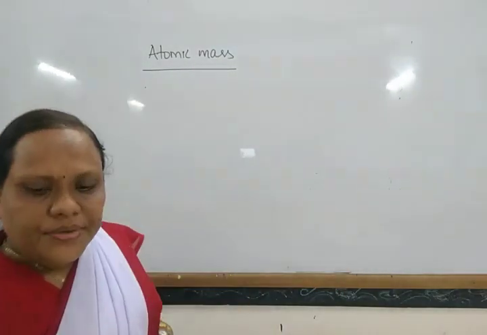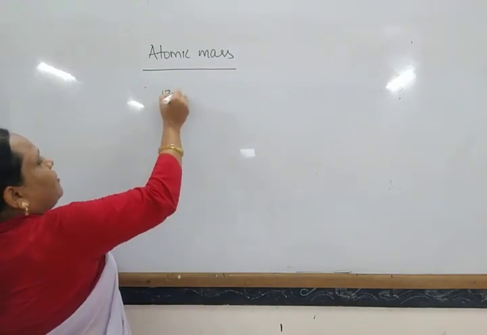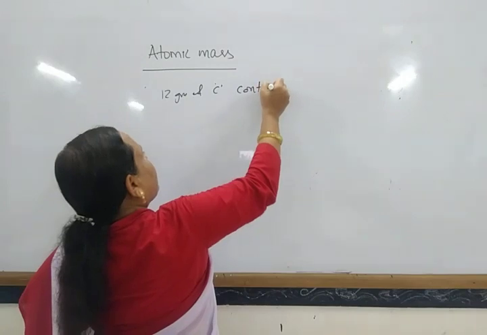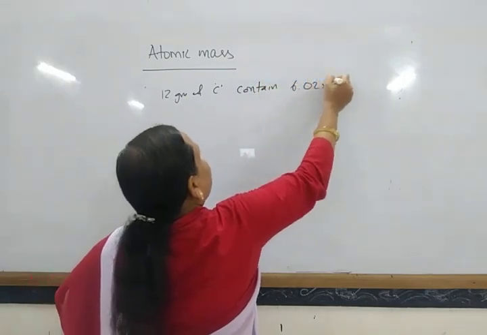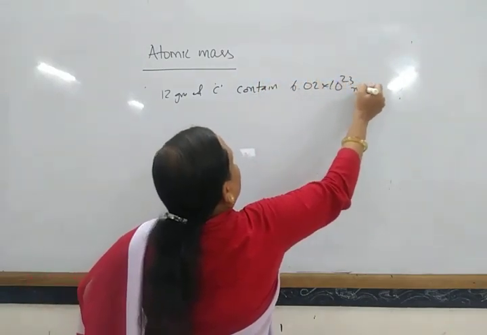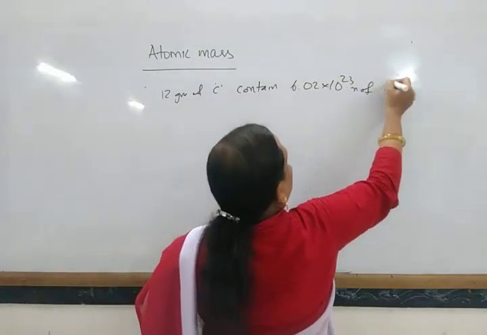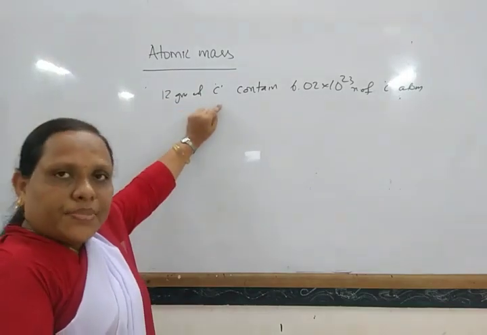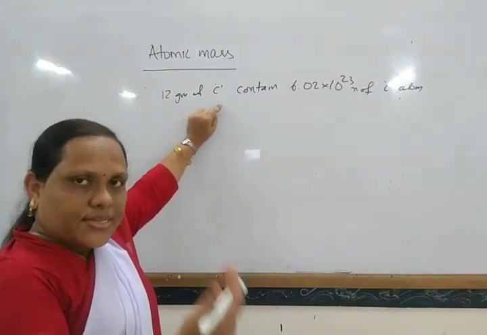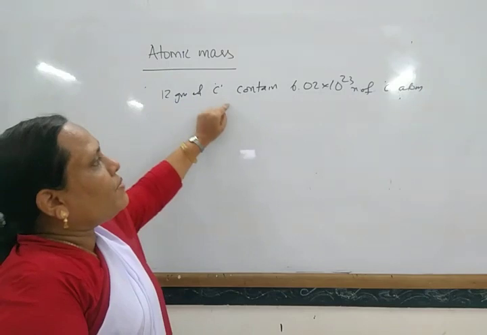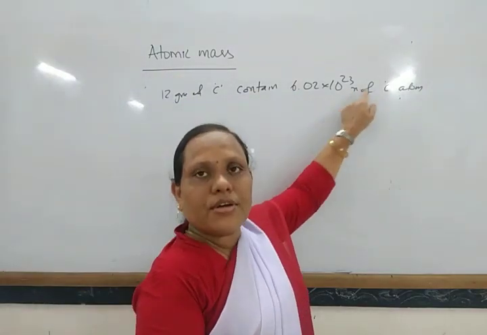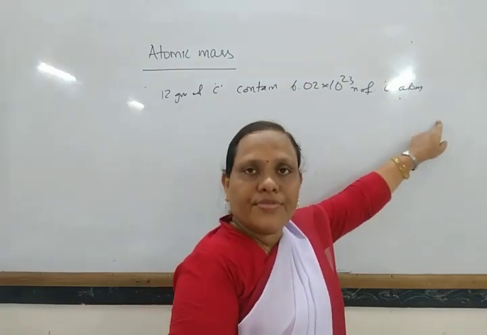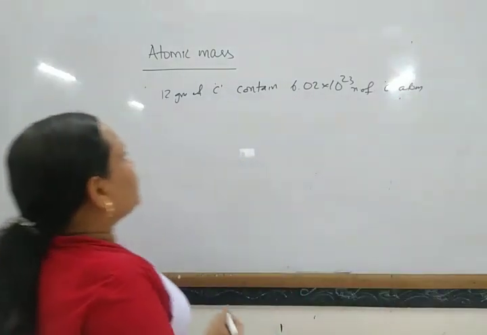So it is found that 12 gram of carbon contain 6.02 × 10^23 number of carbon atoms. So 12 gram of carbon means one mole. What is mole? That we will discuss later. So 12 gram of carbon contain Avogadro's number of atoms, that is 6.02 × 10^23 number of carbon atoms.